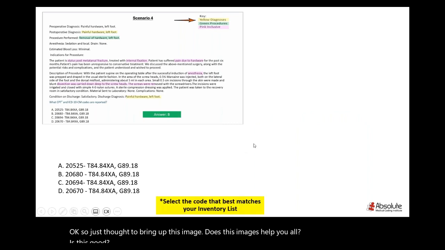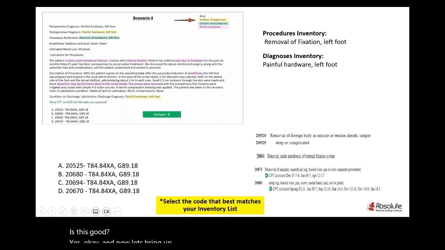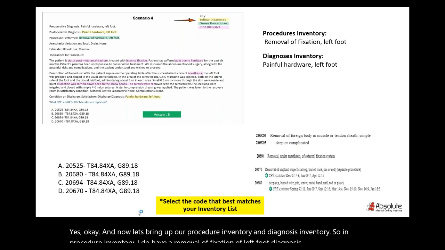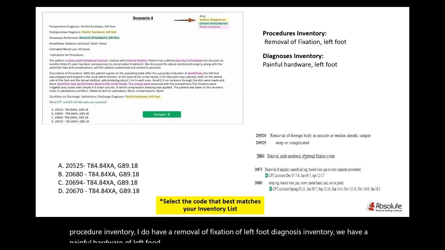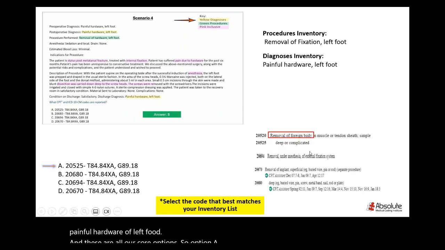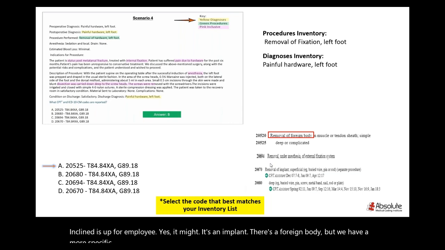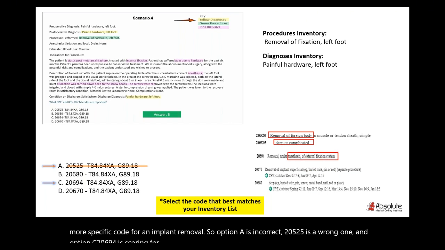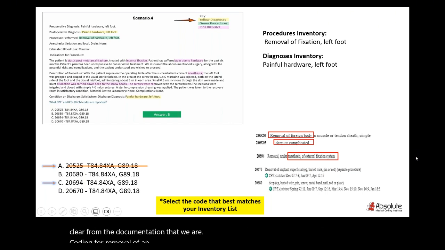Yes. Okay, and now let's bring up our procedure inventory and diagnosis inventory. In the procedure inventory, I have removal of fixation of left foot. In the diagnosis inventory, we have painful hardware of left foot. And these are all our code options. Option A is coding for removal of foreign body. We are not coding for a removal of foreign body. Some might say an implant is a foreign body, yes, but we have a more specific code for an implant removal. So option A, 20525, is incorrect. Option C, 20694, is coding for removal under anesthesia of an external fixation device. It was clear from the documentation that we are coding for removal of an internal fixation device and not an external one, so option C is also incorrect.